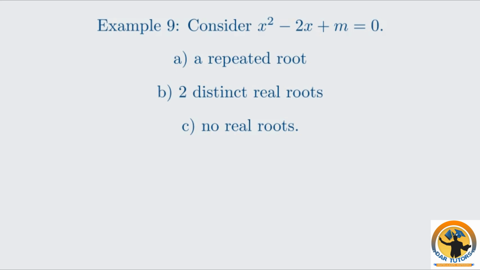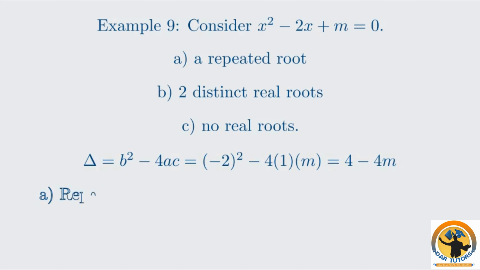Here, a equals 1, b equals negative 2, and c equals m. Delta equals b squared minus 4ac, which is negative 2 squared minus 4 times 1 times m. This simplifies to 4 minus 4m. Now we can answer the questions.